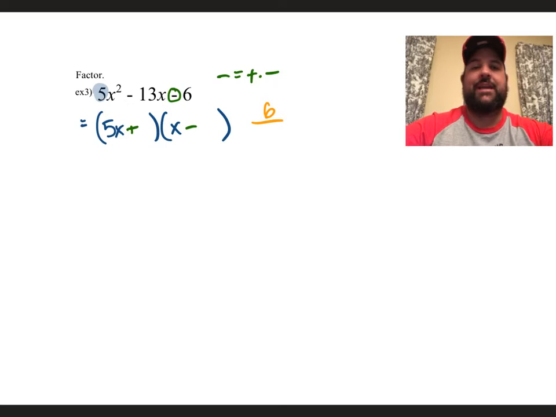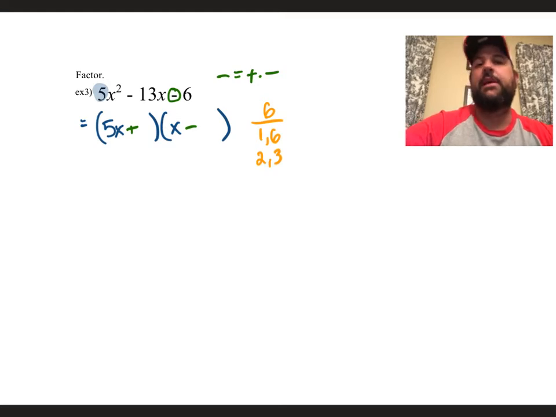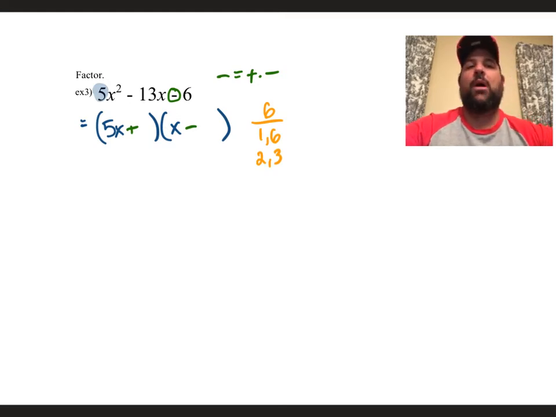Well, for 6, I could have either 1 and 6, or I could use the factors 2 and 3. So if I'm looking at what might help me get close to this middle term, if I'm looking at which of these sets of factors might help me somehow get to negative 13, I have to remind myself that one of them is going to be multiplied by 5.